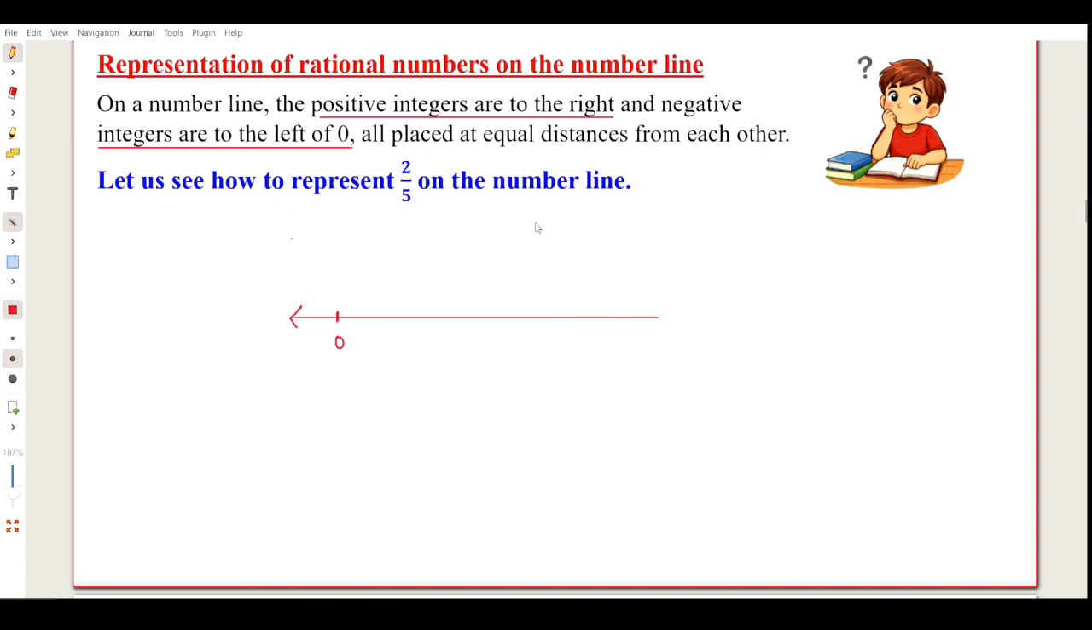Next step, see the highest number. What is the highest number? 5 is the highest number. So make the number line into 5 equal parts. We look at the highest number in the numerator and denominator and make equal parts according to it. Here 5 is the highest number, so I am making 5 equal parts: 1, 2, 3, 4, 5.